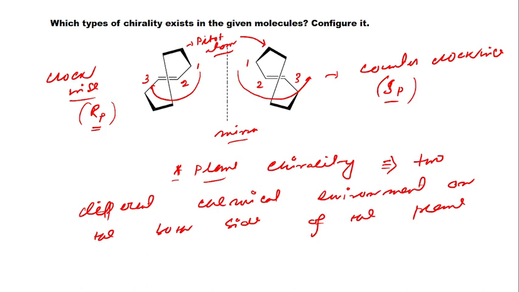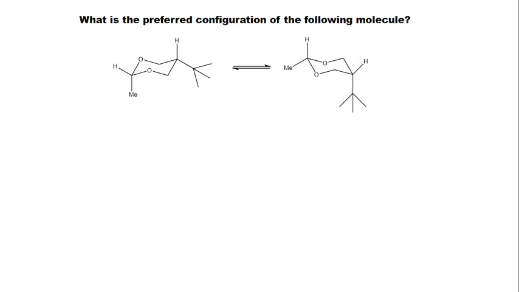Another interesting problem. Look. So what is the preferred configuration of the following molecules? So here we find this group is equatorial and this group is axial. So it normally comes to our mind that as it is in axial position, there are going to be unfavorable interactions, but it's not always true. It depends on the substituent.